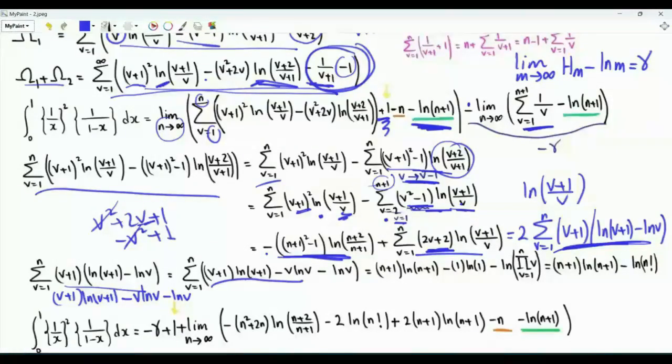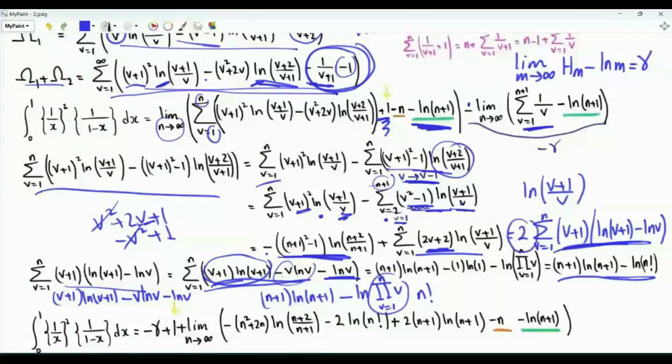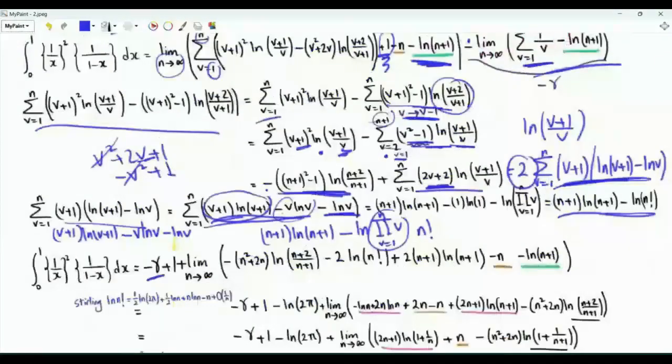The surviving terms when we do this summation: this term when v is equal to n, that's (n plus 1) ln(n plus 1), and this term when v is equal to 1, minus 1 ln 1, is equal to 0. This summation is equal to (n plus 1) ln(n plus 1) minus the sum of the logarithms, which is the logarithm of the product, and the product is n factorial. Our result involves these two terms after multiplying them by 2. Okay, we are getting close. We have minus gamma from here. We have this one, and then we have the limit as n tends to infinity of these terms involving n.